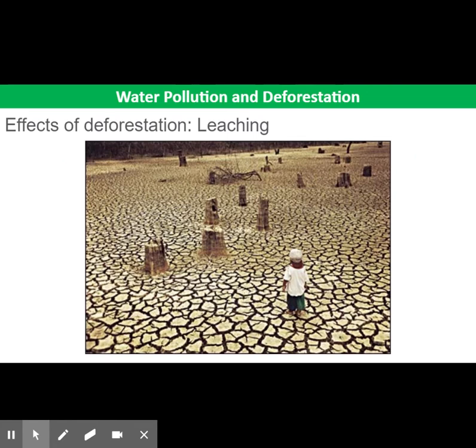First of all, leaching then. Trees usually absorb minerals and nutrients from the soil through their roots. The loss of trees will therefore lead to lots of unused nutrients and minerals remaining in the soil. As a result, this unused bank of nutrients and minerals may be washed away into rivers and lakes by rain, which is leaching and causes eutrophication.